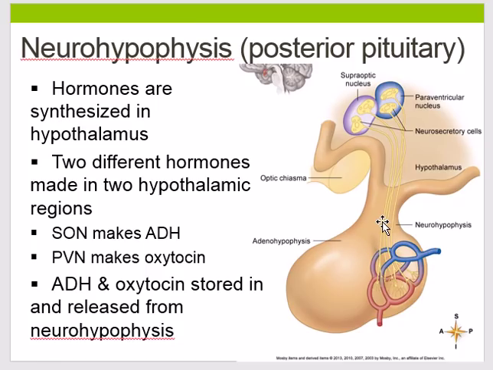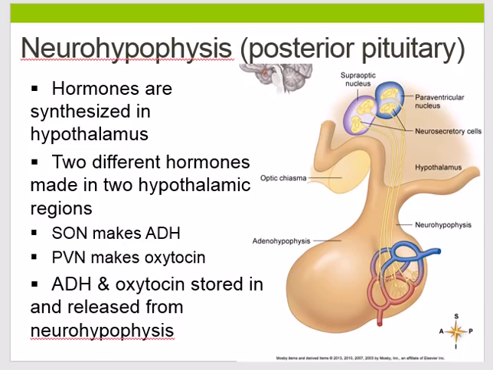So this really differentiates the posterior pituitary from the anterior pituitary, which receives hormones from the hypothalamus through that hypophyseal portal system, or through the blood. Okay, so more of a blood travel of hormones versus more of a neuron transfer of hormones. And again, that's the neuro component of neurohypophysis. And again, hypophysis refers to pituitary gland.